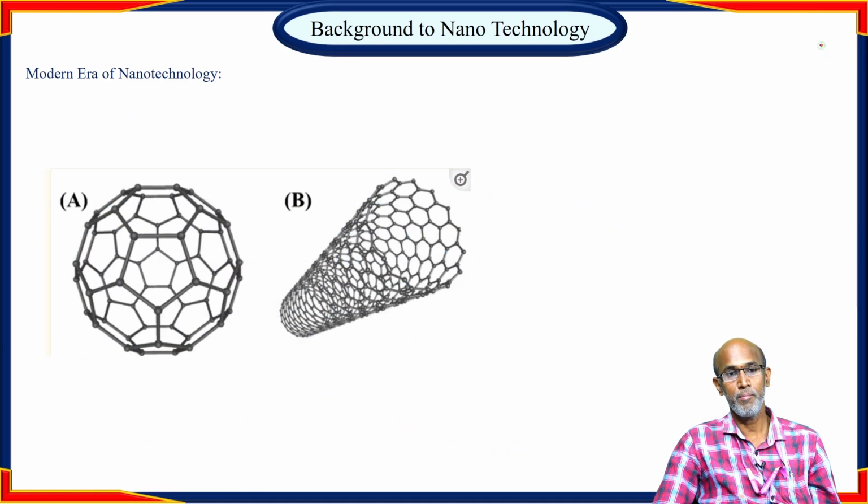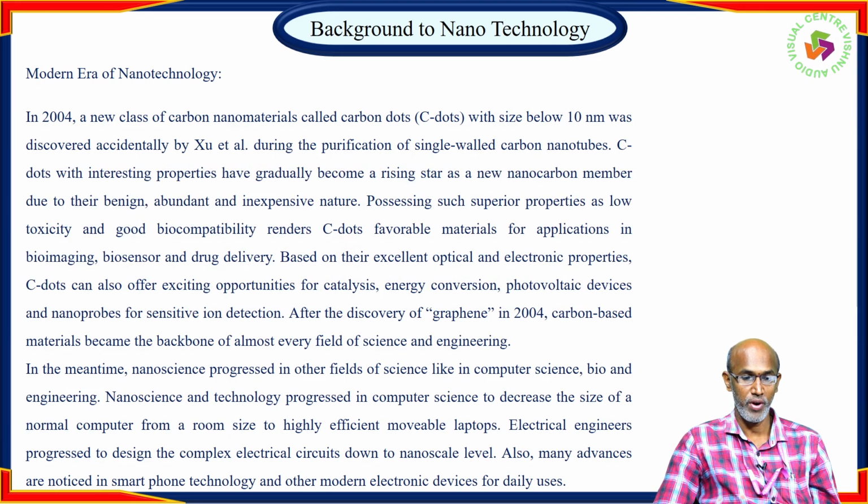So, figure A represents the C60 or C70 molecule, that is the buckyball, and figure B represents a carbon nanotube. In 2004, a new class of carbon nanomaterials called carbon dots with a size below 10 nanometers was discovered accidentally by Xu et al. during the purification of single-walled carbon nanotubes. C dots with interesting properties have gradually become a rising star as a new nanocarbon material member due to their benign, abundant, and inexpensive nature.